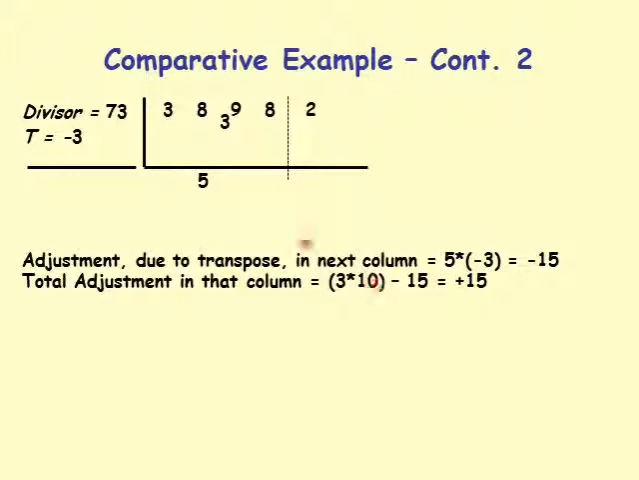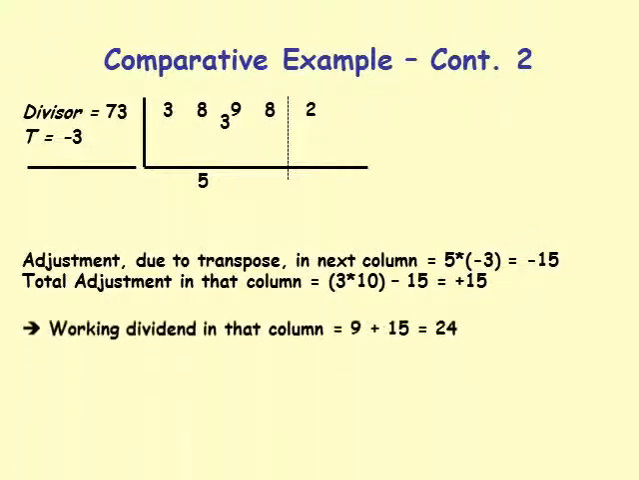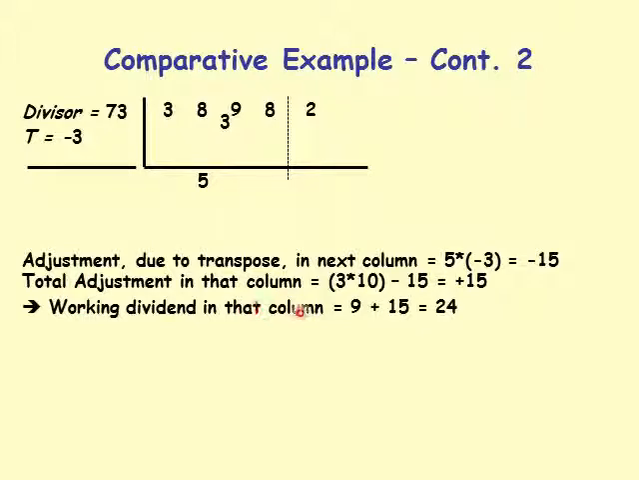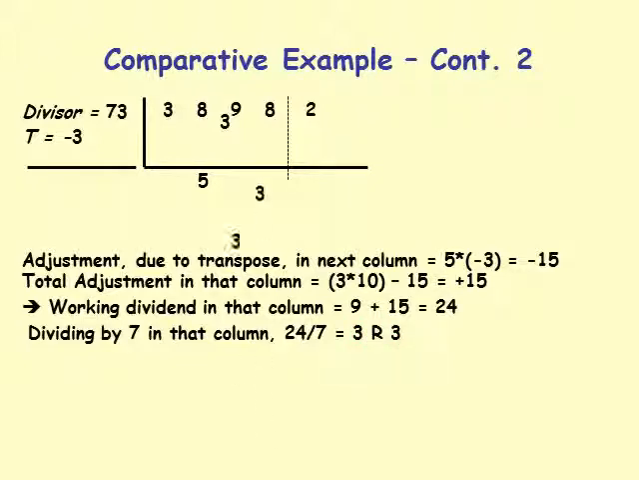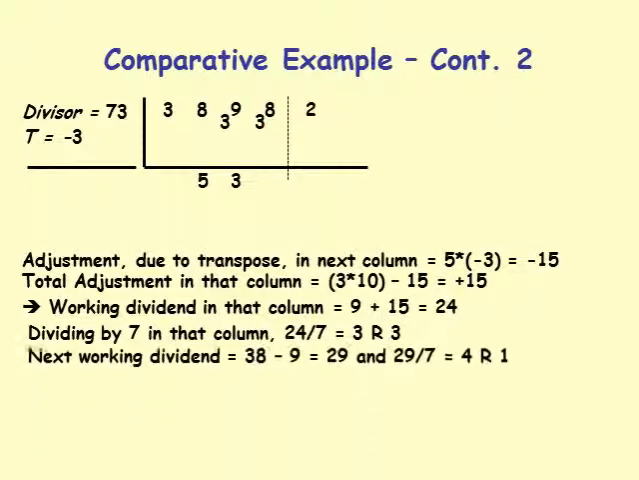The total adjustment is 3 times 10 for the 3 from the remainder, minus 15 from this one here, which is equal to 15. The working dividend in that column would be 9 plus the adjustment 15, which is 24. Dividing by 7 in that column, 24 divided by 7 is 3, remainder 3. So we got 3 here and remainder 3. Let's go to the next column.